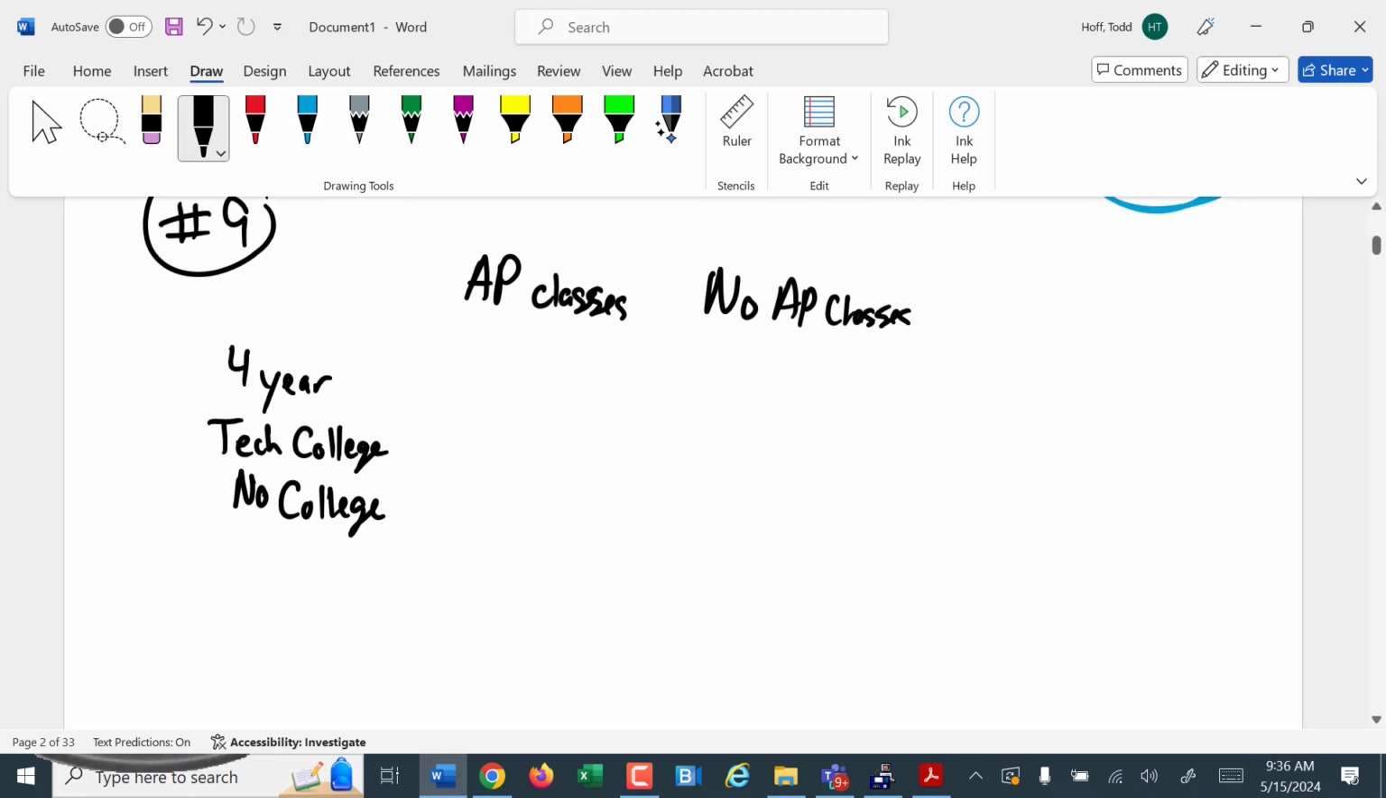And let's say that for our numbers here, we have 38 that went to a four-year college that took AP classes and 51 that did not take AP classes that still went on to a four-year college. 26 of those who took AP classes went to a tech college. 53 that went to a tech college that did not take any AP classes. And then we had 11 that took AP classes that did not go on to college, and 21 that did not take AP classes that also did not go on to college.